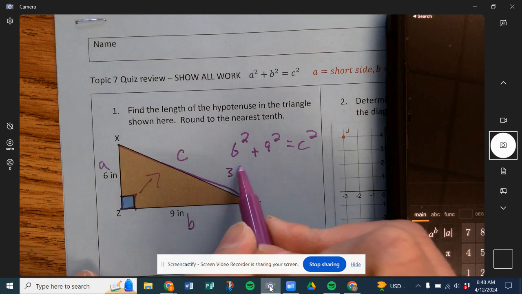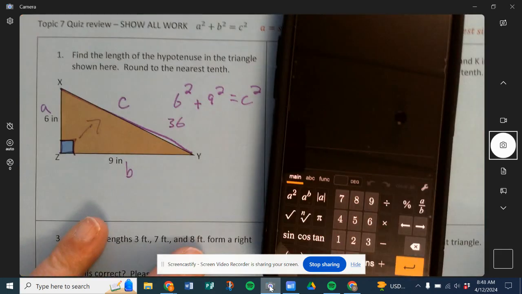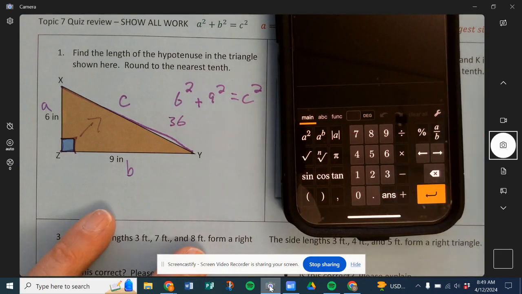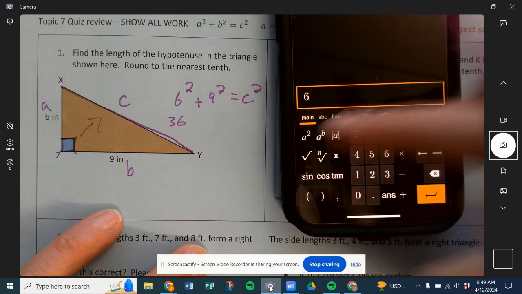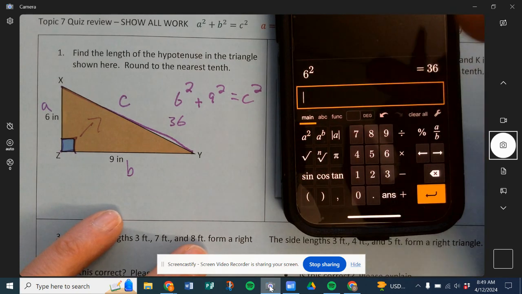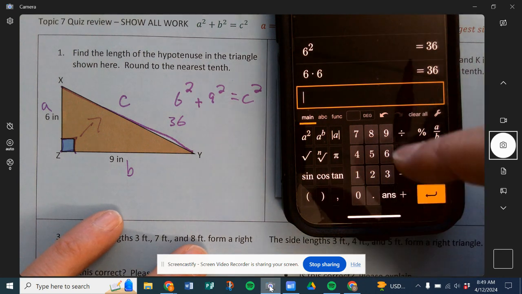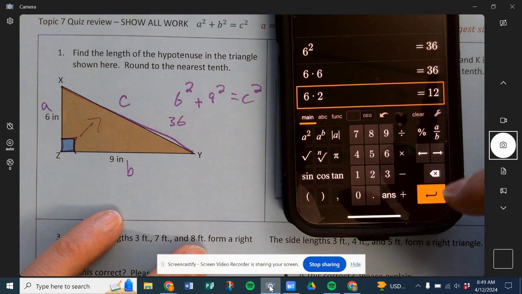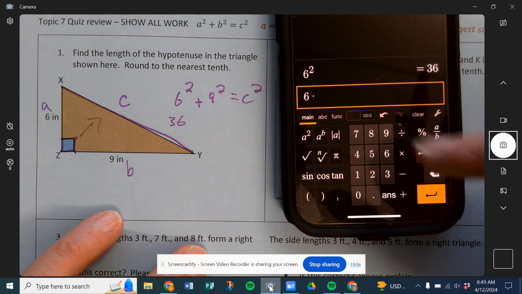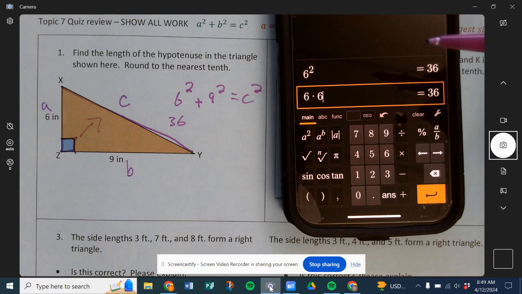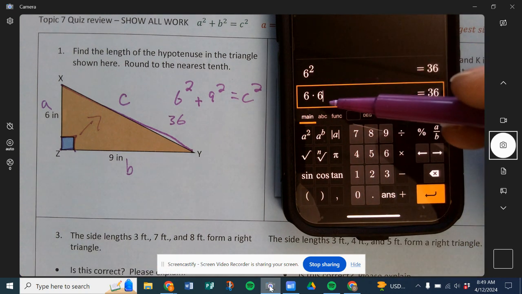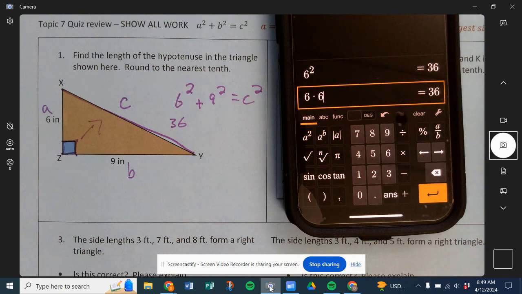Well, I know that's 36. If you struggle with that kind of thing, there are two ways you can do this. You can say 6 squared, or you can say 6 times 6. Just realize that it is not 6 times 2, 12. That is not the answer. So two ways to do it. 6 squared just means 6 times 6. It's basically finding the area of a square with a side length of 6.